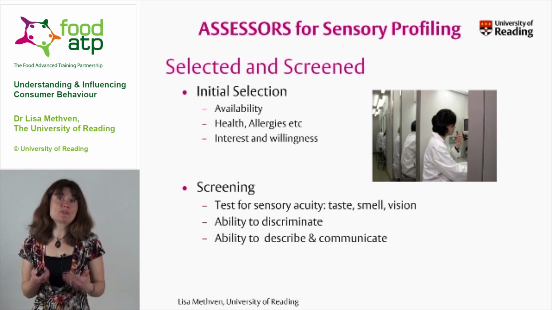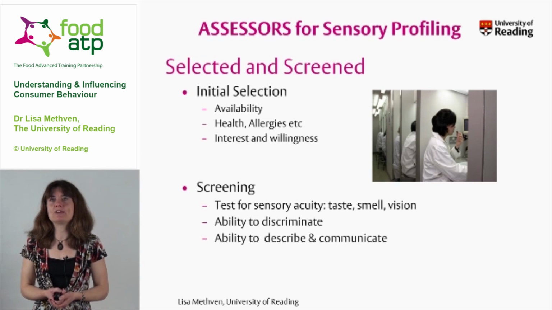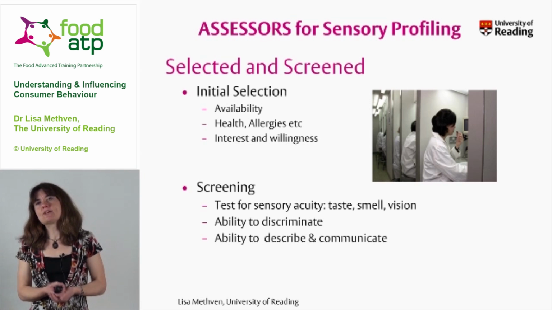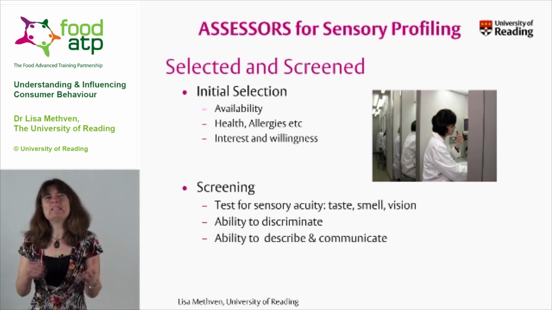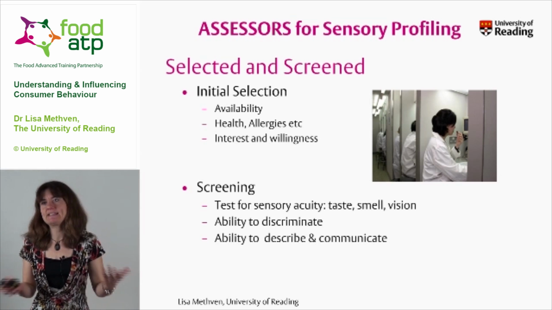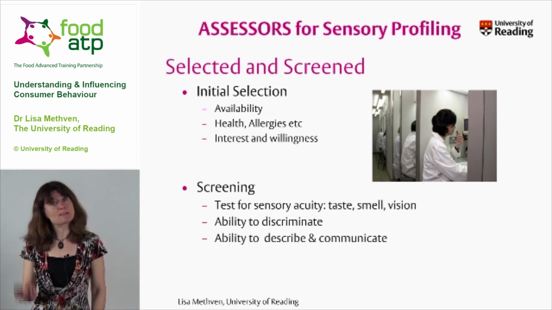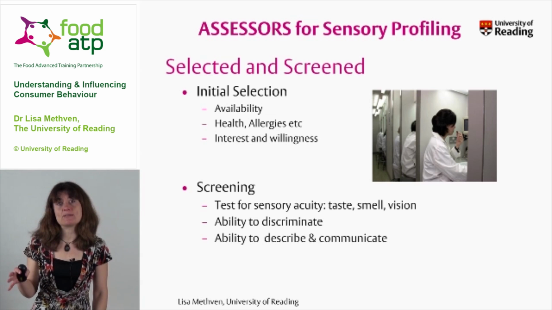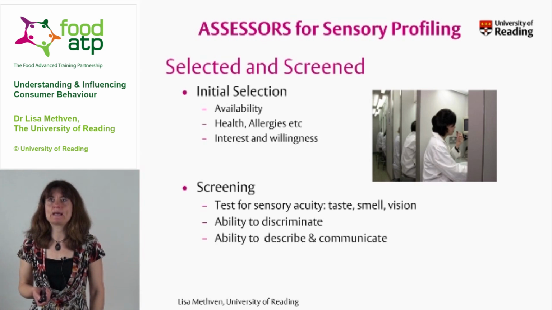So those sorts of assessors need to be, as I've already said, selected and screened. So what do we select and screen on? Of course, we need to know that they're available and they're healthy and have no allergies and intolerances, and they're interested and willing enough to do this task day after day. So once we've done that initial selection, we'll then do further screening for their sensory acuity. We need people that are fairly sensitive in terms of their sense of taste and smell and vision, etc. They also need to be able to discriminate quite small differences between products, and they need to be able to describe the differences that they can perceive and communicate them to their peers within the group as well. So it's very important to carefully select and screen your sensory panelists.